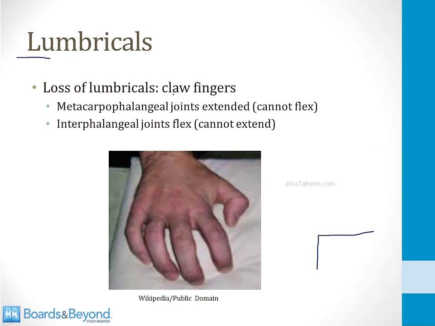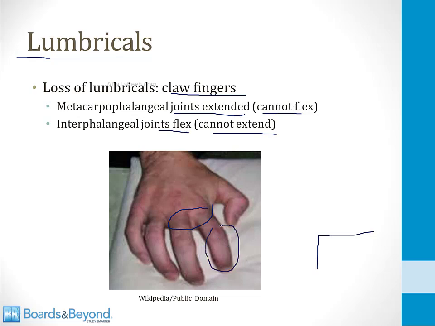The fingers will take on the shape of clawed fingers. That's shown on the screen here. In clawed fingers, the metacarpal phalangeal joints are extended because they cannot flex, and the interphalangeal joints are flexed because they cannot extend. This is what happens when the lumbricals lose their innervation. It's shown in this picture on the screen here. The MCP joints are extended and the interphalangeal joints are flexed.